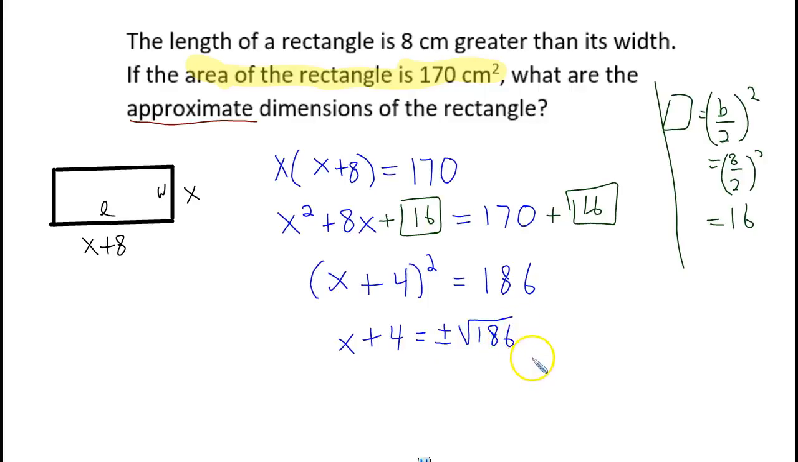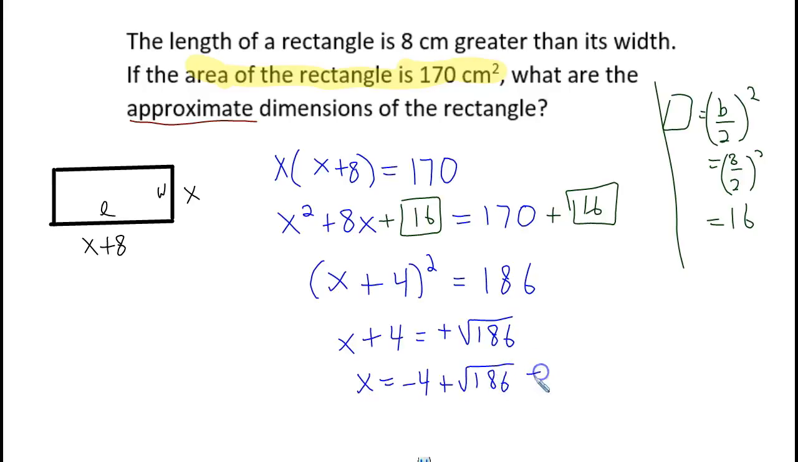Another thing that we want to think about, can the length or width of a rectangle be negative? And the answer is no. And since we can't have a negative length or width on our rectangle, this plus or minus, which is technically there for the completing the square, in this problem, we're not going to use the minus because we're not going to have a negative length or a negative width. So it's unnecessary. So as we bring this across, remember we have to bring the 4 across by subtracting. So it's going to be negative 4 plus the square root of 186.